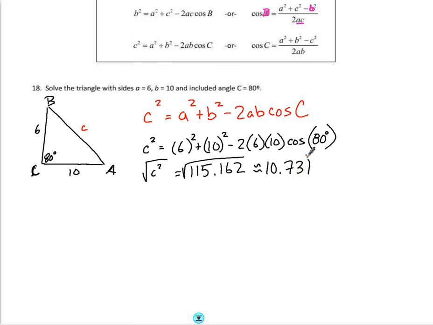Now, that's only the small side of C. So angle A, angle B, angle C, side A, side B, and side C. What am I still missing here? Missing a bunch of angles. So, now I have all three sides and I have one angle, but I still need two more angles.